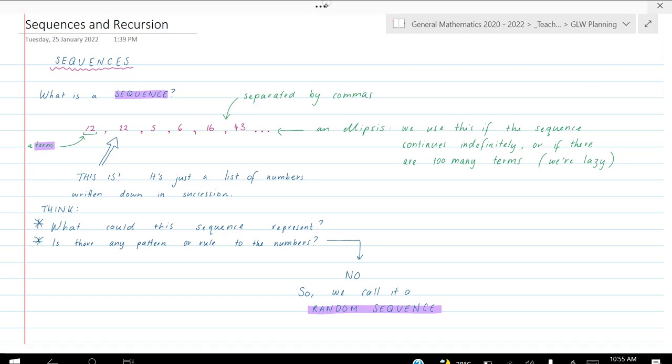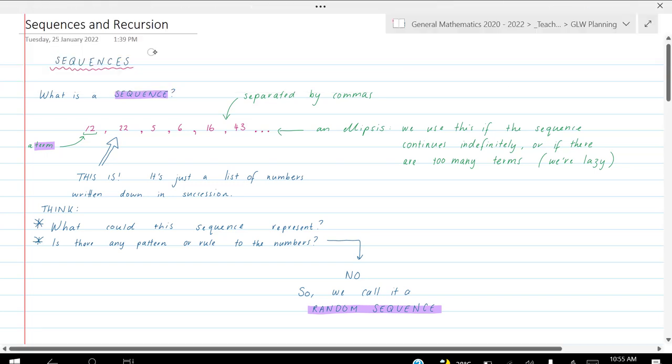So if we look down here, we can see that I've got a bunch of numbers listed from left to right, 12, 22, 5, 6. They've all got commas between them, and there's an ellipsis at the end. So if you've forgotten what an ellipsis is, it's just those three dots just there. And we do that because we don't want to keep writing all the numbers. It might go on forever, indefinitely, or there might just be too many to write, and we are mathematicians and are lazy, so we don't want to write them all, and we write an ellipsis.